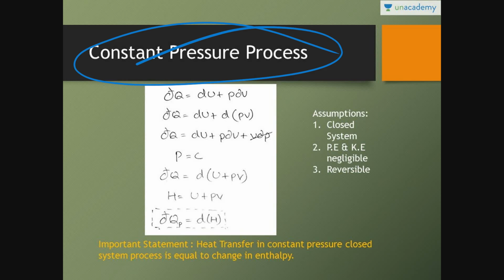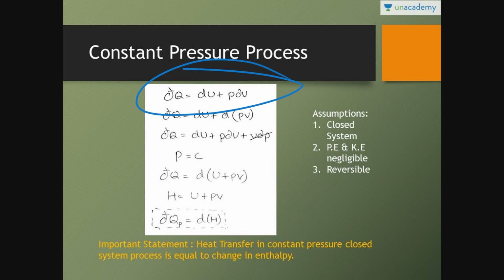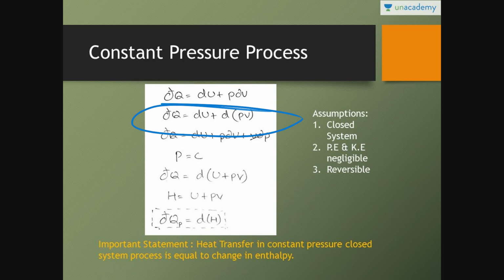Second one, constant pressure process. Again starting with the first law of thermodynamics equation, dq is equal to du plus pdv. We can write d(pv), and if we open it, we can write it as pdv plus vdp. It is a constant pressure process, so we can cancel out vdp. So the equation remains dq is equal to du plus pdv. So we can write it as dq is equal to du plus d(pv). Taking d out, we can write it as dq is equal to d(u plus pv).